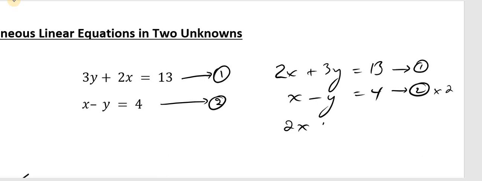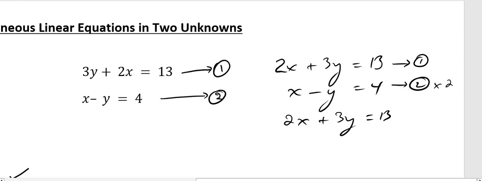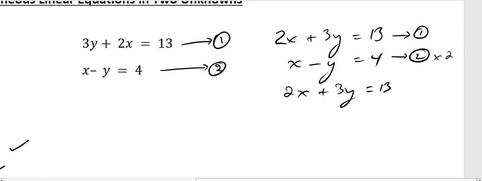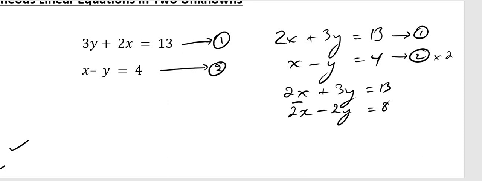We have 2x plus 3y equals 13. What would we get here? 2x minus 2y equals 8. Very good. So multiplying x by 2 gives us 2x, multiplying y by 2 gives us 2y, multiplying 4 by 2 gives us 8. So okay, now we have these two equations. What are we going to do? Do we add or subtract them? Subtract. Very good. Because they're the same quantities, right? In 2x. When you subtract, you get 0.